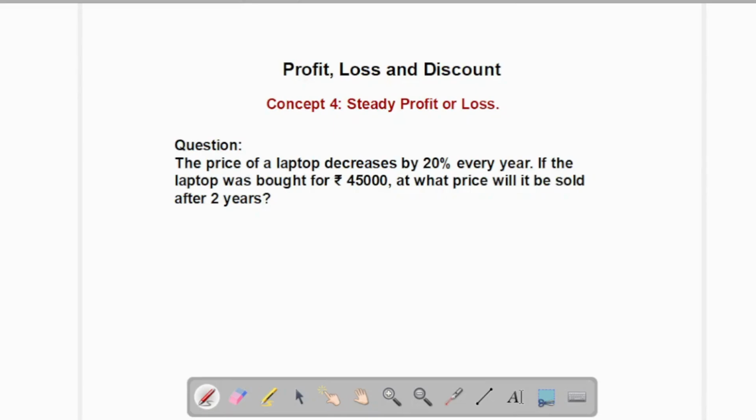Now if I formulate this according to the formula which we have discussed in concept number 4, here a is equal to minus 20. So dear friends, minus 20 I am using because the price of the laptop is decreasing year by year. So since it's decreasing, I am taking a minus symbol. Now the laptop cost price is 45,000, and the duration is 2 years.